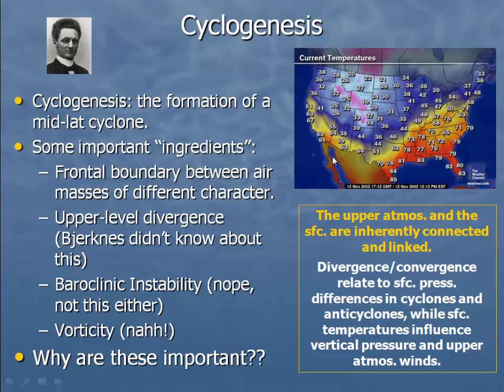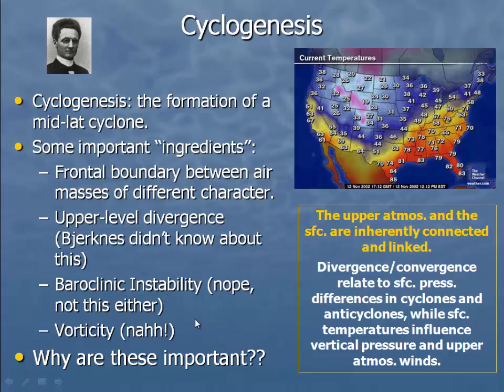Baroclinic instability is this idea of air masses of widely different temperature and dew point butting up against one another, and the idea of vorticity, or having some sort of pre-existing spin in the atmosphere. Vorticity is a fancy word for spin or movement in a fluid, basically the rotation rate in a fluid. If you start spinning a fluid already or give it some existing rotation, it can maintain itself.